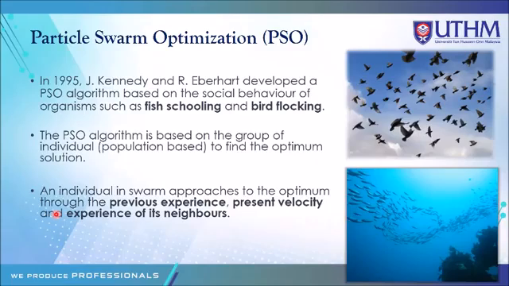Basically, an individual or particle in the swarm approaches the optimum through its previous experiences, its present velocity, and the experience of its neighbors. Because we have a group of birds, each bird tries to learn from its own experience, and they try to follow the best bird in the group. So let's look at the mathematical formulation of particle swarm optimization.